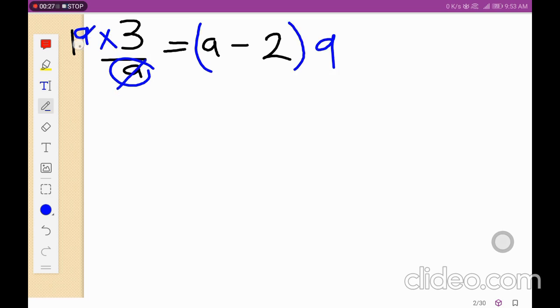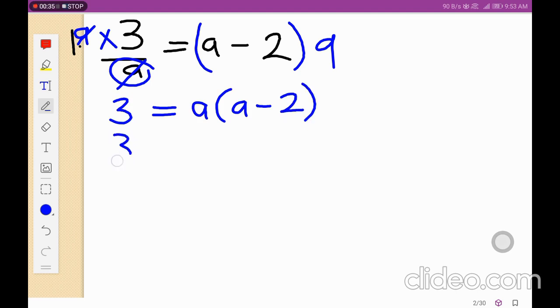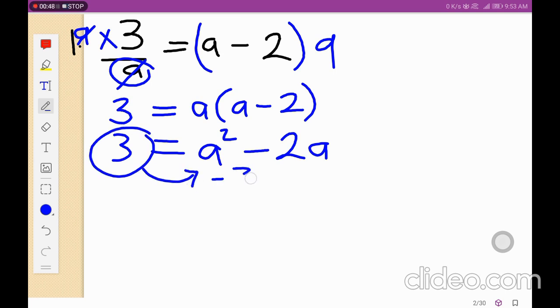So on this side they will cancel each other and we will remain with 3 is equal to a multiplying a minus 2. So we will have 3 is equal to a times a, which is a squared, minus a times minus 2, which gives minus 2a. Now I can take the 3 to this side and it becomes minus 3. So here we will remain with 0, so I have 0 is equal to a squared minus 2a minus 3.